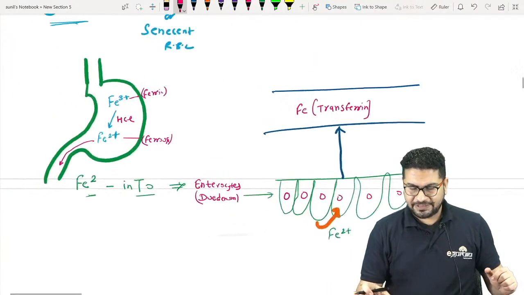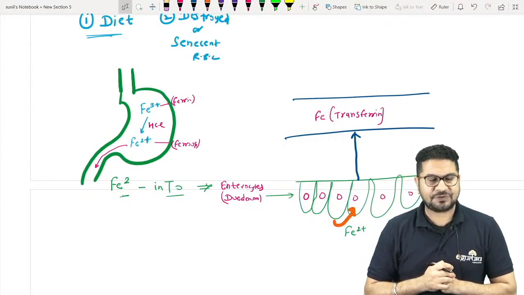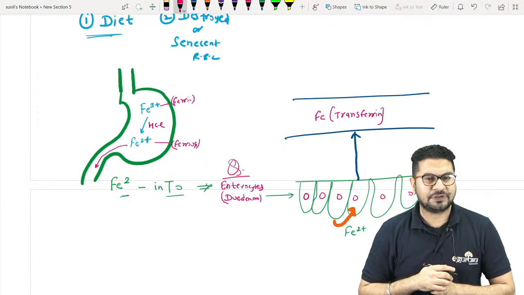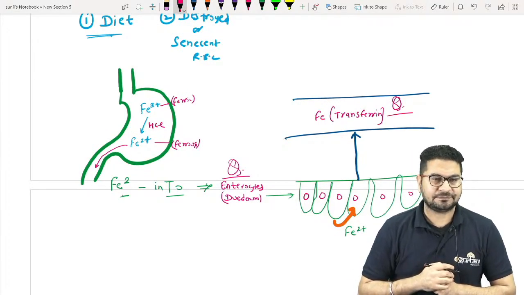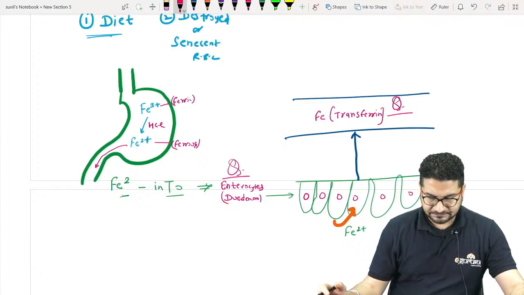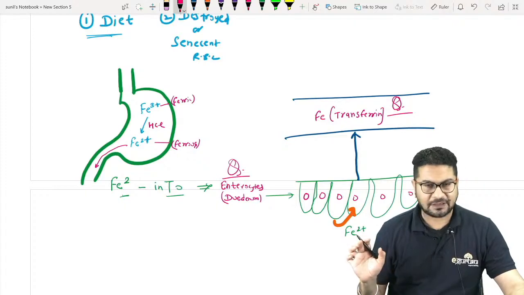Just a few things I want to tell you, a few questions. Iron absorption occurs in the duodenum. Transport form of iron in the blood vessel is transferrin. Clear? Transport form of iron in the blood vessel is called transferrin. Am I clear? Transport form of iron is called transferrin.